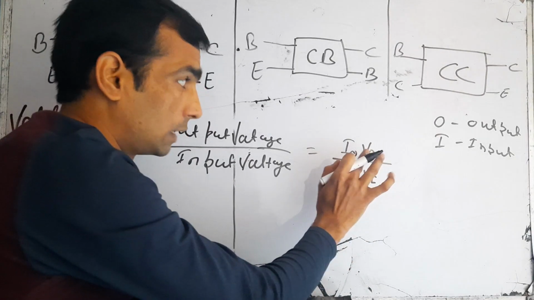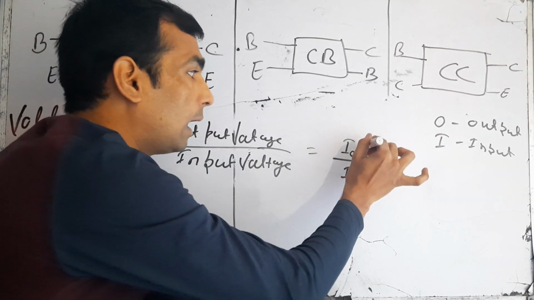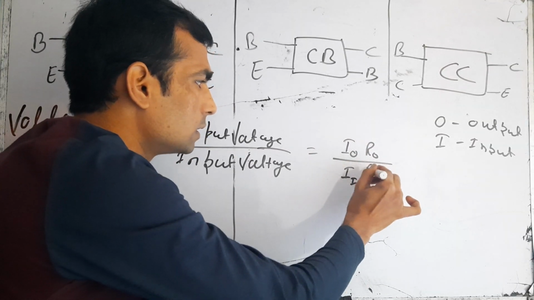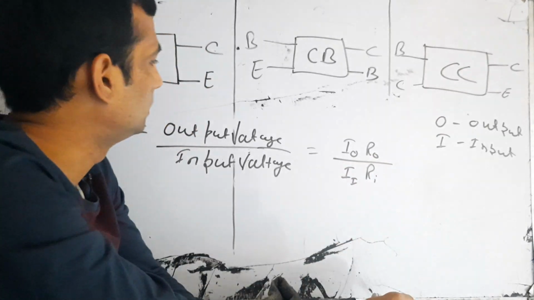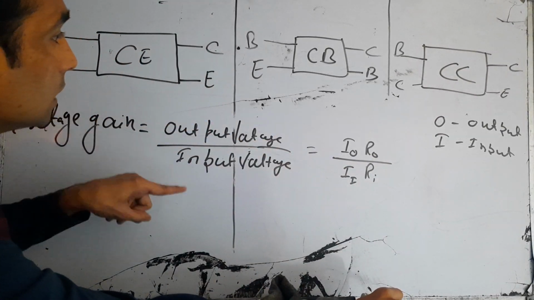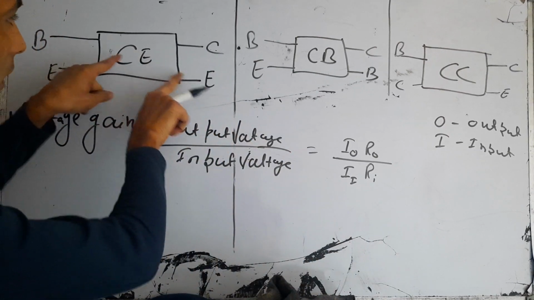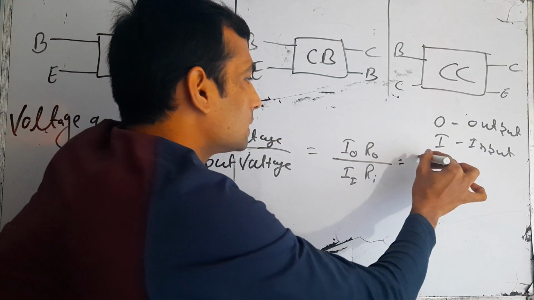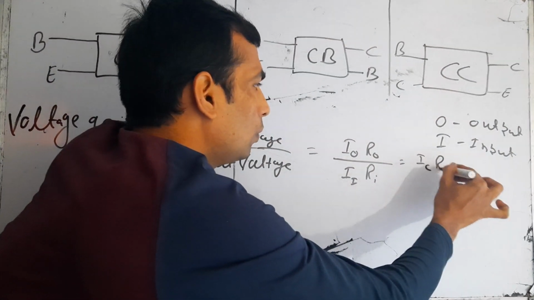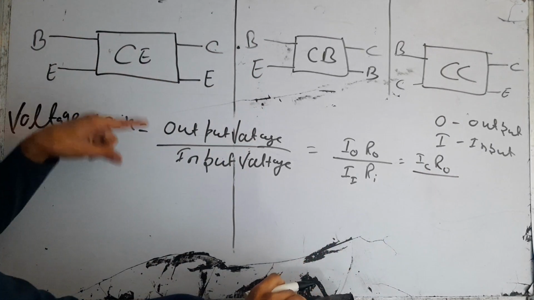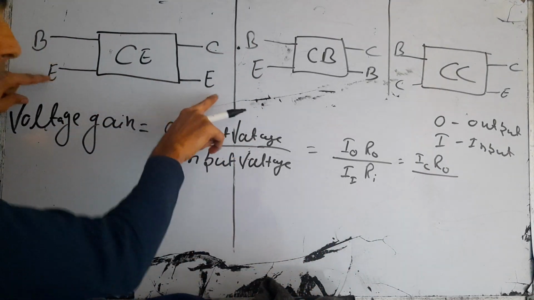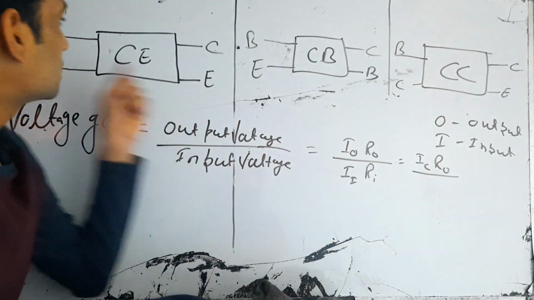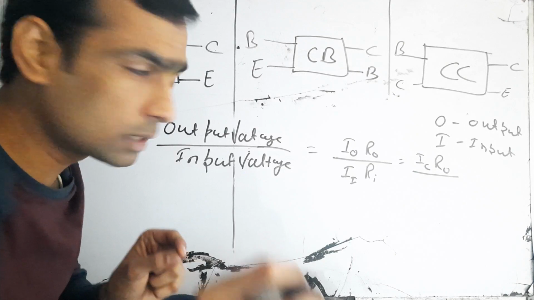V is equal to IR. So R naught means output voltage, and this is input voltage. Simple. What is the output current in common emitter? As I told you earlier, this is IC into R naught upon the input current, which is the base, because emitter is common. No need to memorize by rote. Try to understand what I'm trying to convey.